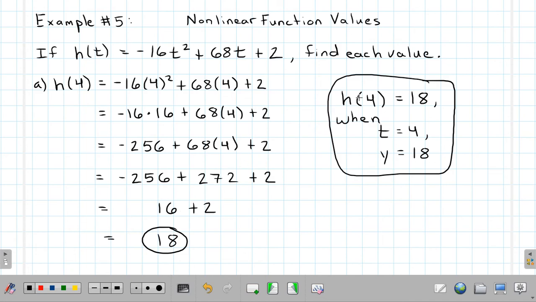So that means if h of 4 is equal to 18, you have the ordered pair 4, 18. Okay, so the t is 4, and in this case I say y, but it could be h, it could be whatever variable. They're just telling you the dependent variable is 18. So you have the ordered pair 4, 18.